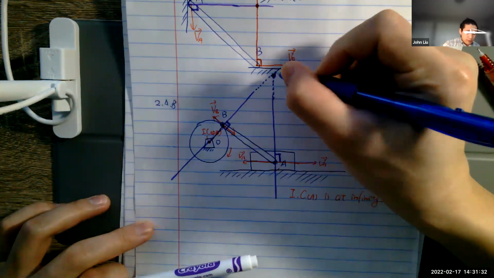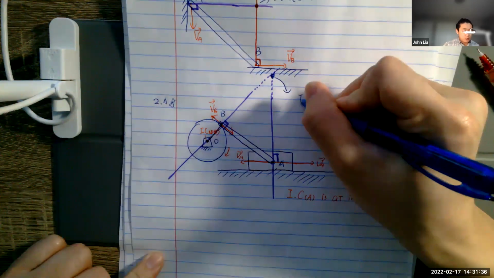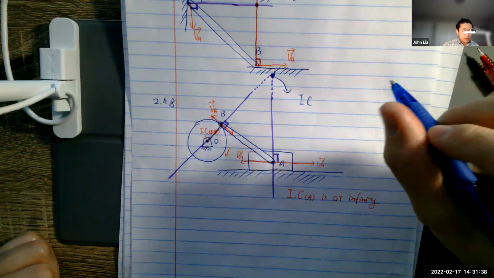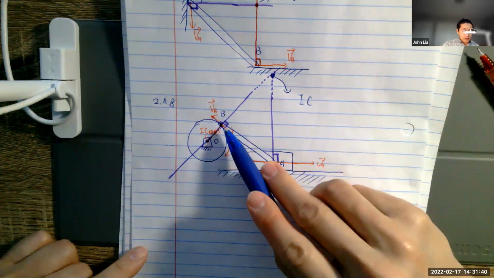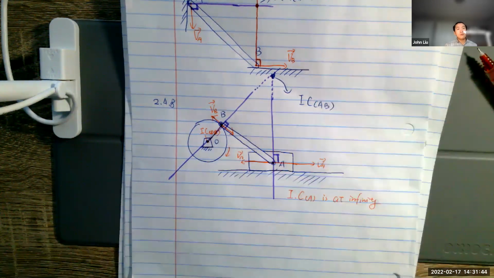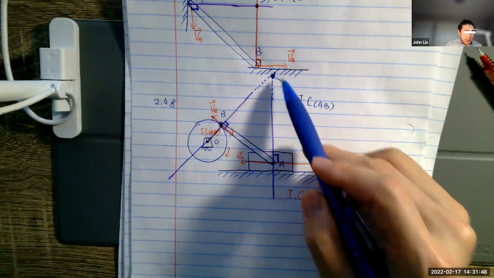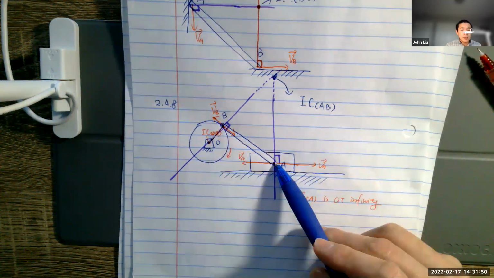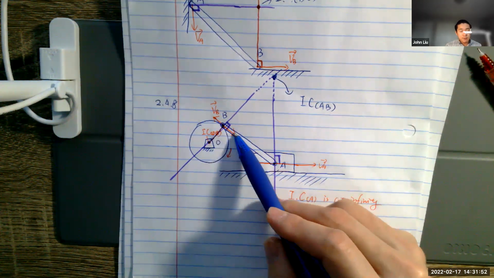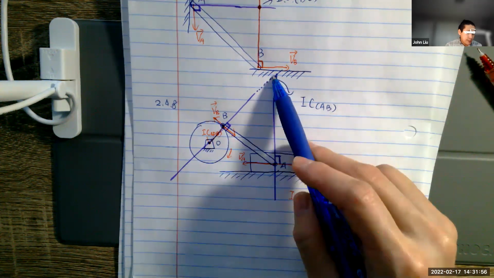At that point, the intersection is the instant center for who? It's only for this rigid body AB. So that's the instant center for this rigid body AB. So at this moment, rigid body AB, this bar, is rotating about that point.